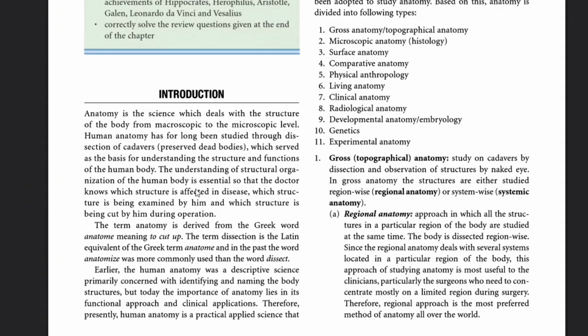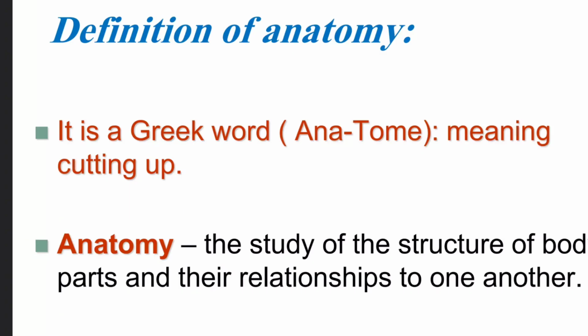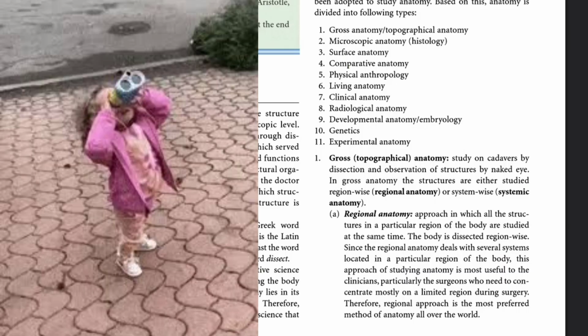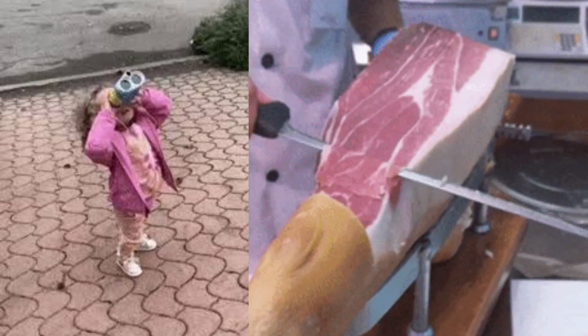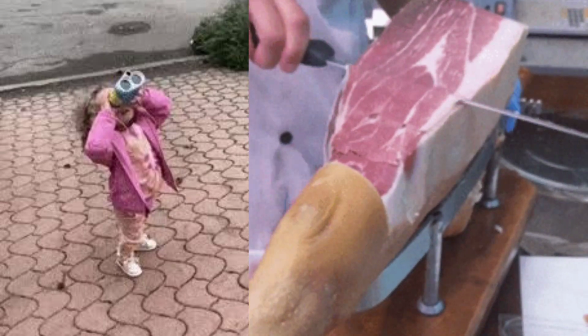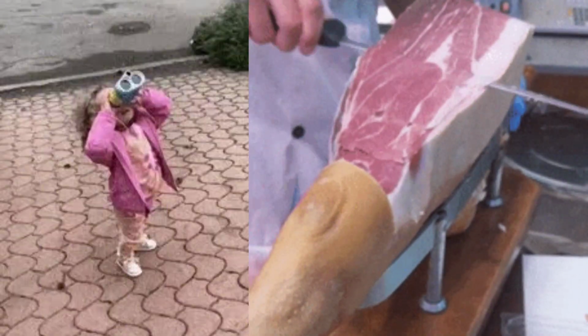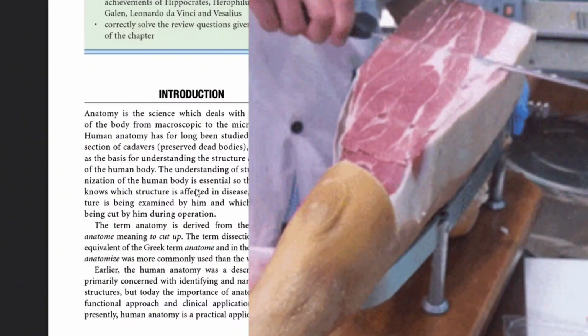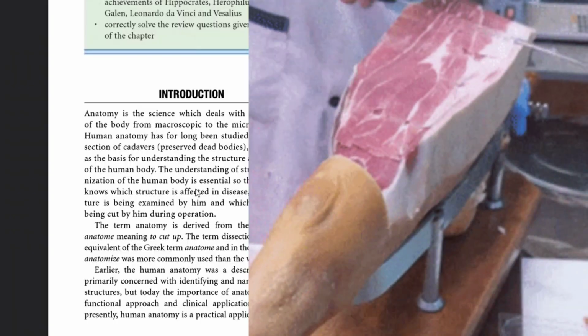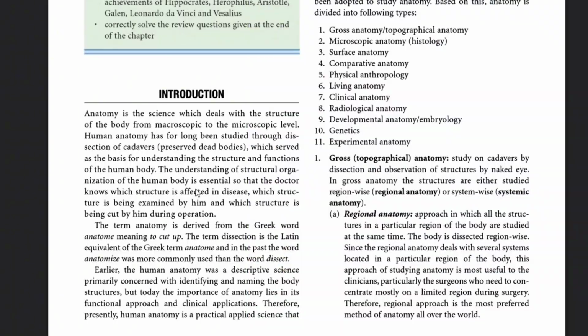The word anatomy comes from two Greek words: ana, which means up, and tomi, which means to cut. So when we combine both, it is to cut up, or we can say dissection, or something which is cutting. So originally anatomy meant cutting open the body to study its internal structures.